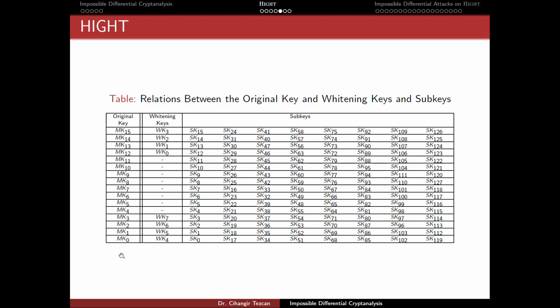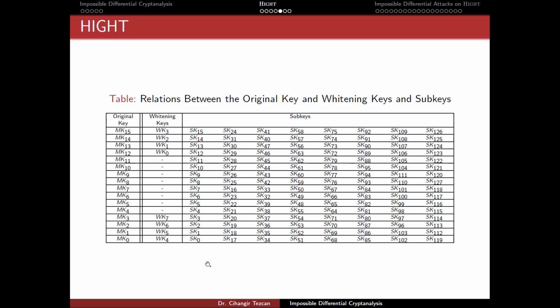For instance, in this table, this means that if you know the first byte of the secret key, which we denote by MK0, you already know the whitening key for sub key 0, 17, 34, 51, and so on. But one can be obtained from another. So this also means that if you just know SK17, then you know everything in this row. Okay, so this actually makes the attack easier.